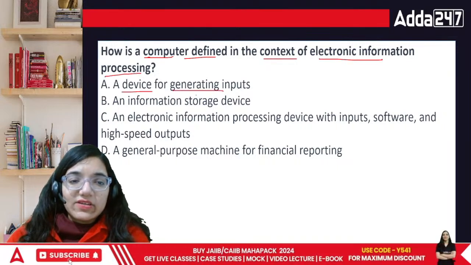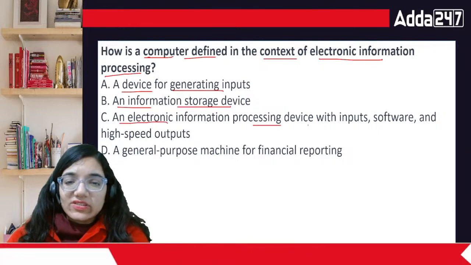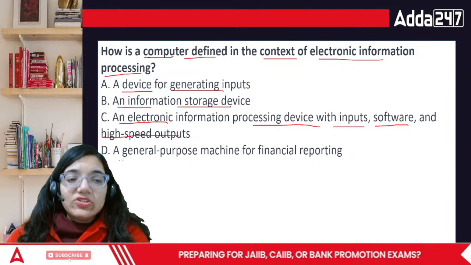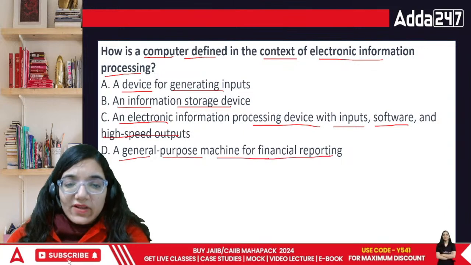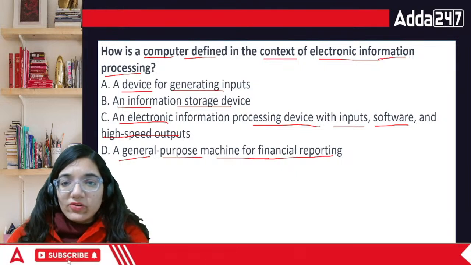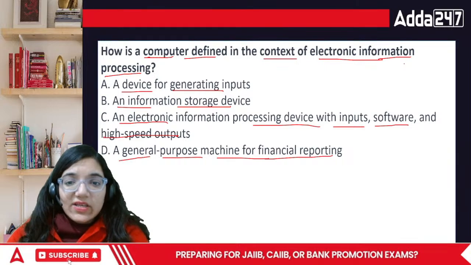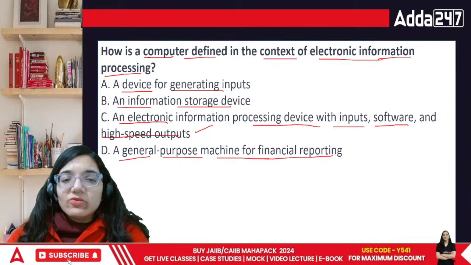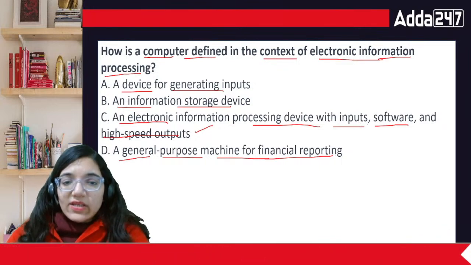Then, okay, how is computer defined in context of electronic information processing? A device for generating inputs, an information storage device, an electronic information processing device with inputs, software, and high-speed outputs, a general purpose machine for financial reporting. When we talk about electronic information processing, it is very important. I think the answer would be C only. An electronic information processing device with inputs, output software.